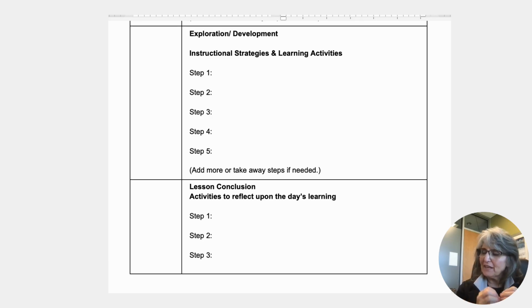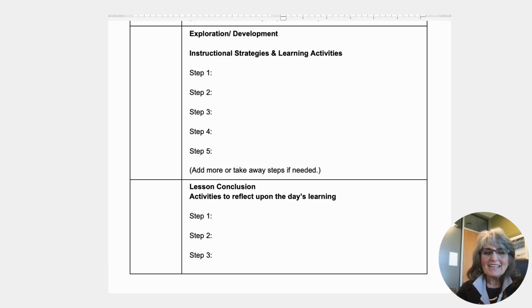But if not, if you can just address them in small groups or individually as you're walking around, then you're going to do that. So that is the exploration and development part. Again, you have steps you need to describe completely in logical steps, not a long narrative, but in logical steps, what's going on at this time.